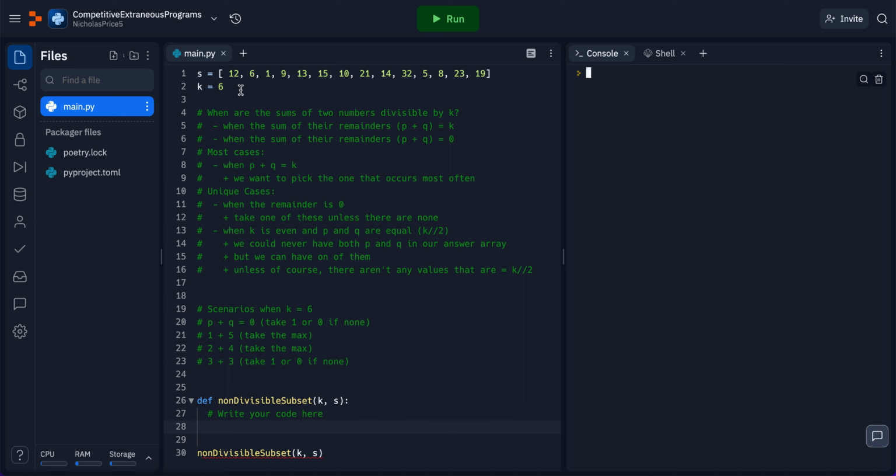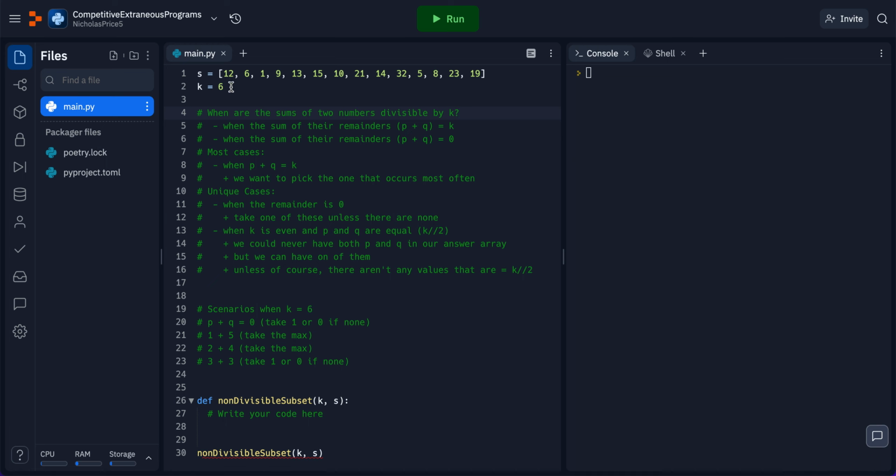So we've copied over this fairly long S array. There we go. And we're working with a divisor of 6. So really, to figure this out, we need to apply some different logic. If you start doing some math, you start playing with these numbers, you'll realize that really all that matters is the number's remainder when it is divided by 6.